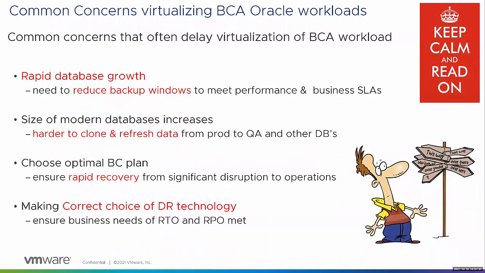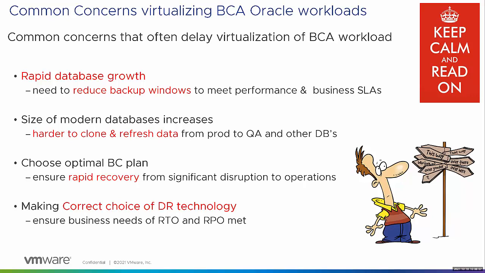Some common concerns when virtualizing Oracle workloads on a VMware vSphere platform often delay virtualization. The first is that the database keeps growing by leaps and bounds, so there's rapid database growth. That's directly proportional to the backup window, which needs to be elongated in order to take the backup for that growing database. We have a set backup window, and we want to make sure we are able to meet it in order to meet the performance and business SLAs, and we don't go outside the backup window.